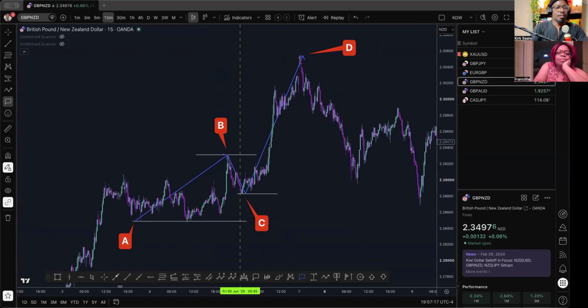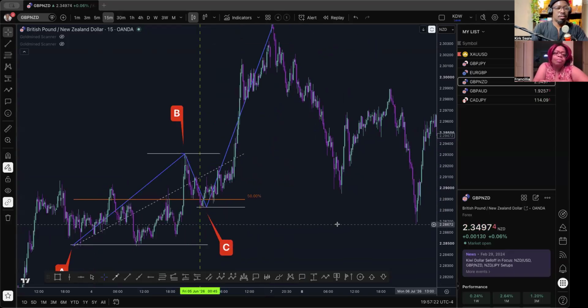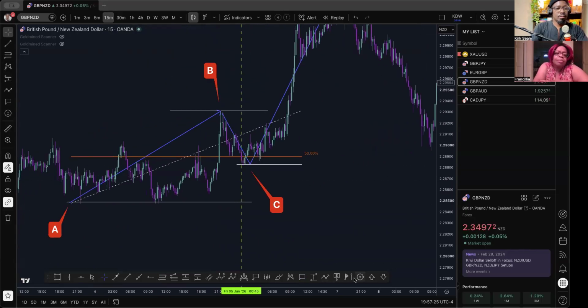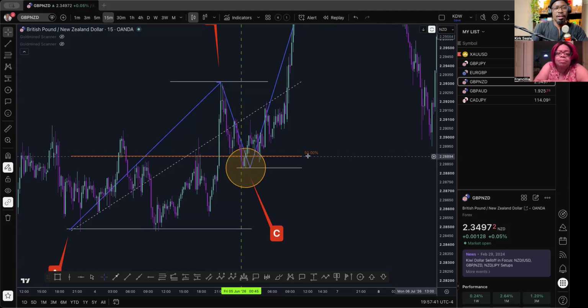Okay, let's take a look. A to B. C is this white line. The orange line is 50%. Is C 50% or greater? The orange line is 50%. The white line is the low, right? Yeah, so we got a greater discount. So this is an area that we would have placed a buy in.